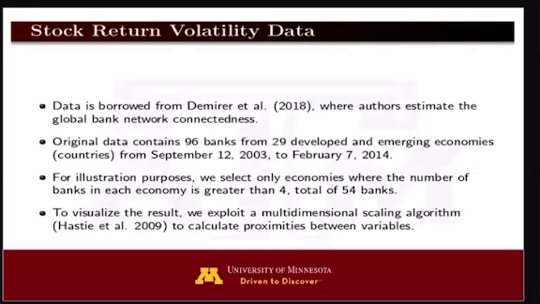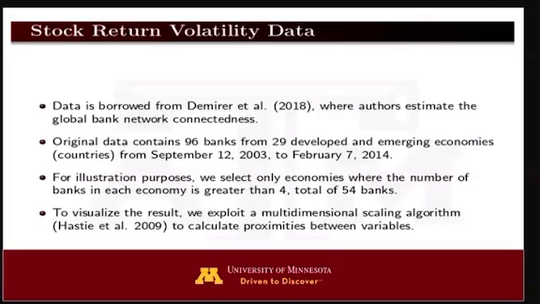Now, I want to go into another example. This time around, stock return volatility data. And this data actually comes from Demera et al., 2018. We want to be able to know where the authors estimate the global bank network connectedness. Let me tell you this, banks interact locally when you look at the stock returns volatility, and banks also interact globally. Okay, so what we want to show you now, we actually select only economies where the number of banks in each economy is greater than 4 and a total of 54 banks.